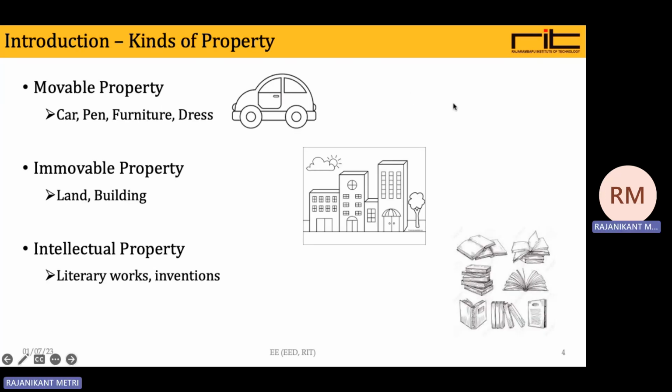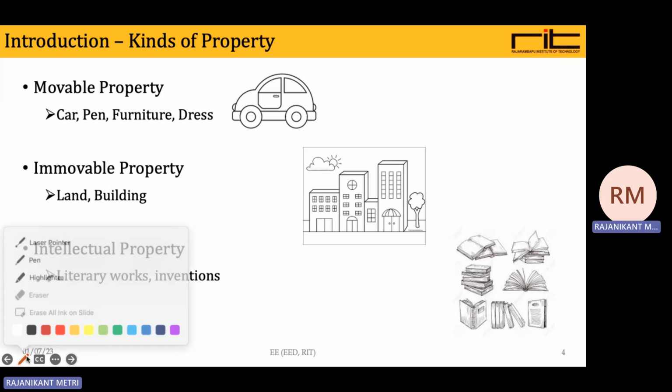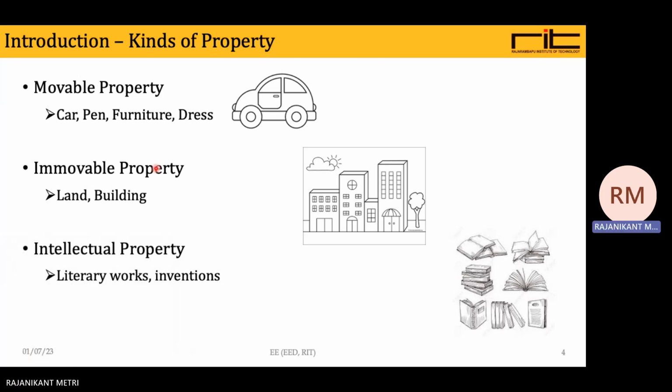Now, there are different kinds of properties. We all know that they can be classified as movable properties, immovable properties, then intellectual properties. In movable properties, we can say car, pen, furniture, dress. These all come under movable property because the car is our own property, or the bike is our own property. Pen, our bag, laptop, these are all movable properties.